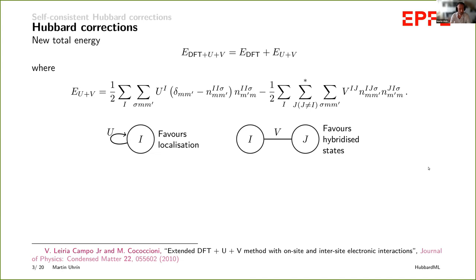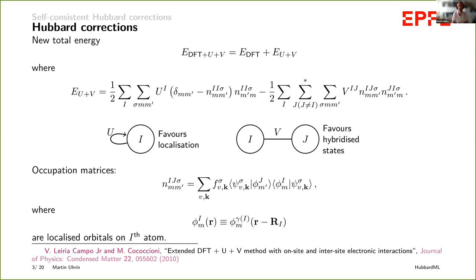So for our machine learning model, we already start to think about, okay, what are the inputs that we want to feed into this thing? Well, for sure, the occupation matrices. If we already have a guess U and V, that can also go in as the input. And of course, the species of our either on-site, if it's U, or inter-site elements labeled I and J here.